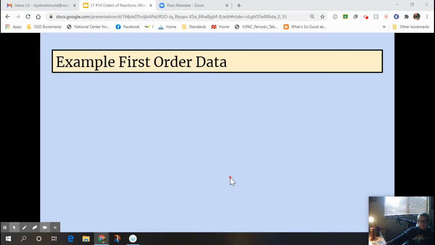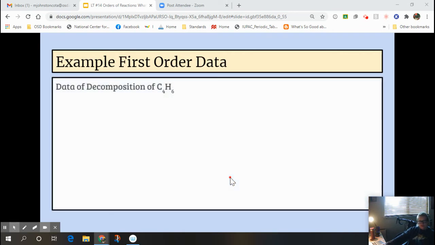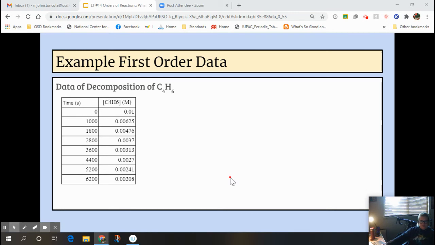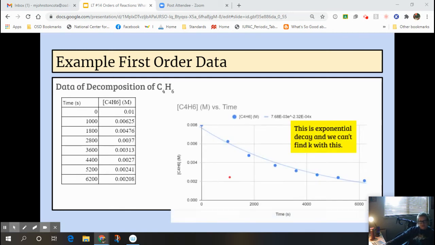So here's some example data. I like decomposition reactions for these examples because there's only one reactant. Here's some that I just picked up off of a worksheet. Here is the graph of concentration versus time. You'll notice that it's exponential decay because there is my function that I fitted to the graph. And I didn't put the r-squared value, but it's in the 0.9-ish or above, I promise you.